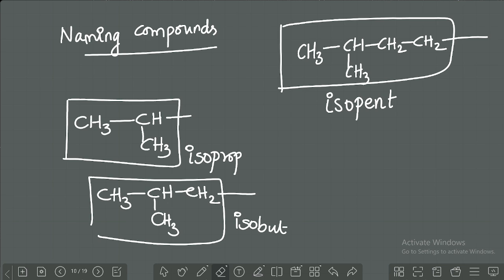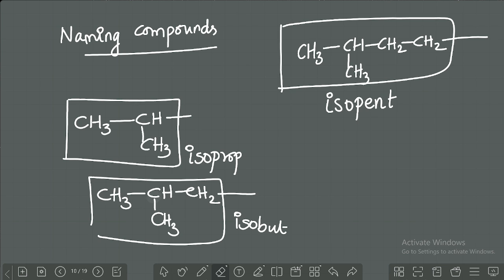Actually, this will be very useful not only for writing the formula or name. Sometimes for chemical reactions you will be given with only name, maximum common name. That time you need to know the structure of the compounds, right? So two methyl group bonded with same carbon, that is iso. Iso to total number of carbon 3, so isopropyl.